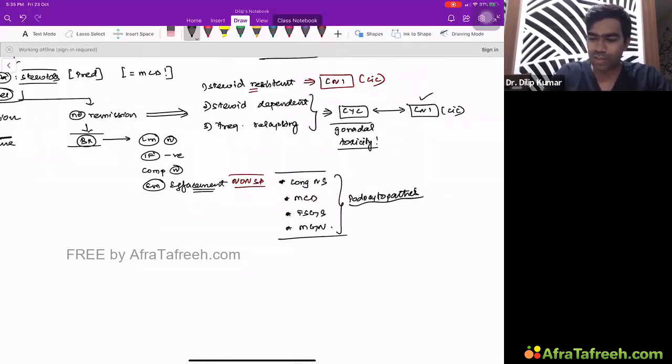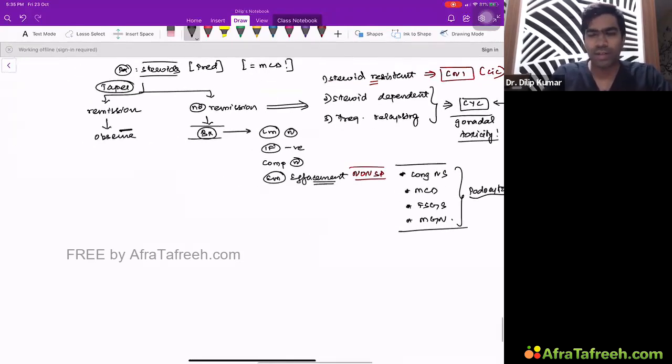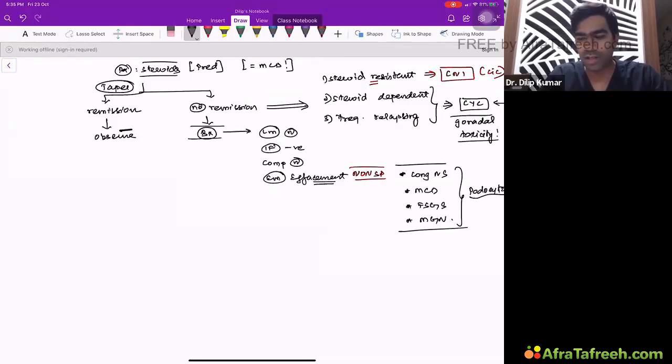So if you want to preserve the gonads, go for calcineurin inhibitors. If that is not the case, and you want to treat very aggressively, then you can go for cyclophosphamide, depending on the clinical situation. There are separate definitions for what you mean by steroid dependent and what you mean by frequently relapsing type. For example, frequently relapsing means there are at least more than 2 relapses happening in 6 months, or more than 4 relapses happening within 12 months.